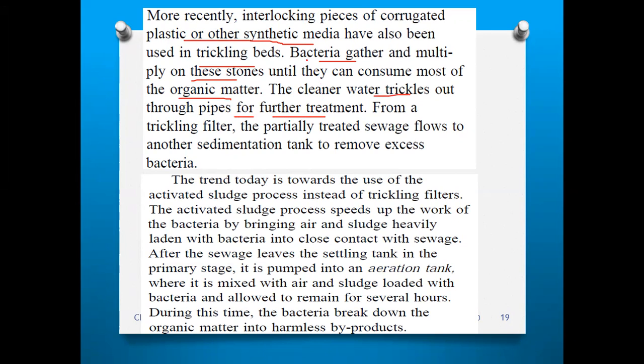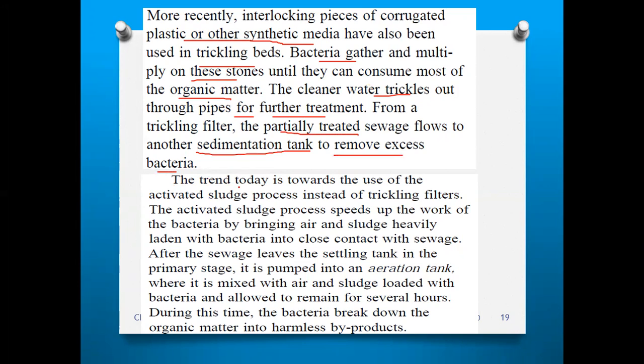So what does the bacteria do in the trickling treatment? The bacteria gather and multiply on the stones until they consume most of the organic matter. And from the trickling filter, the partially treated sewage flows to another sedimentation tank and removes what? Excess bacteria. That's happening in the trickling filter.